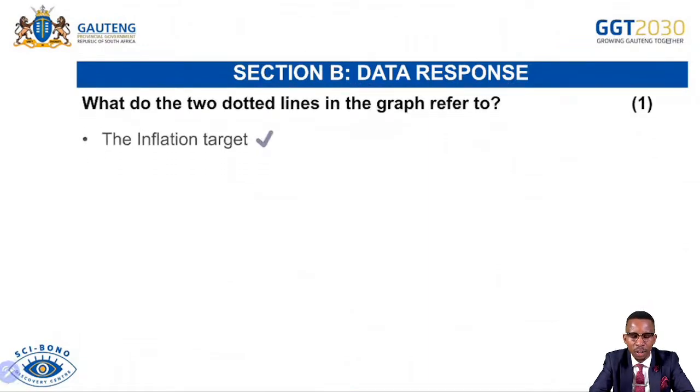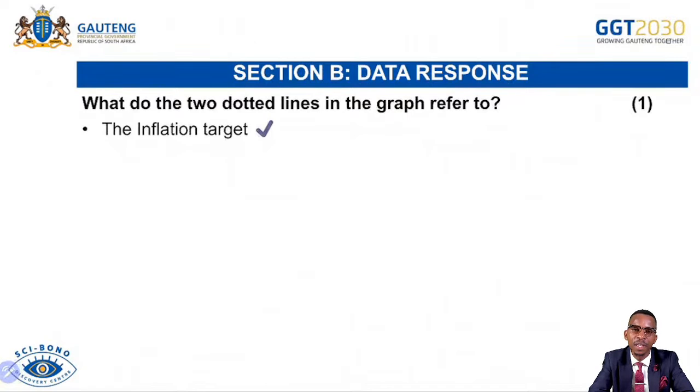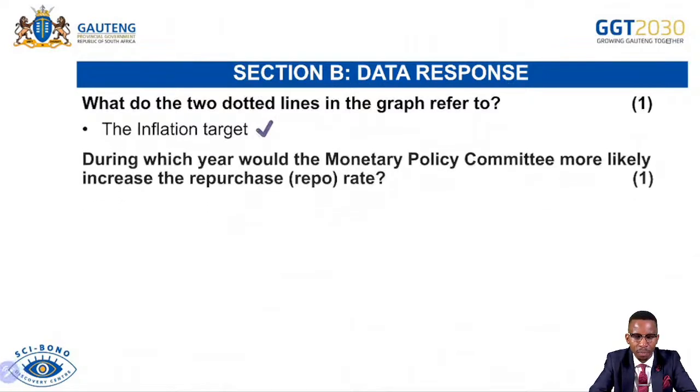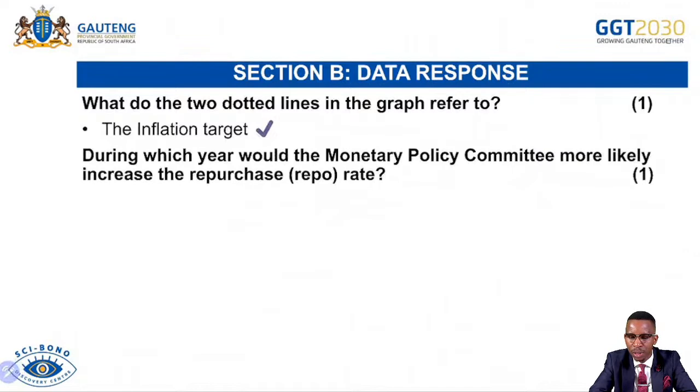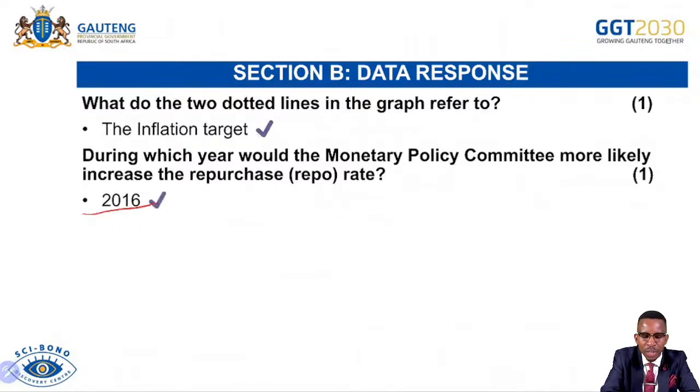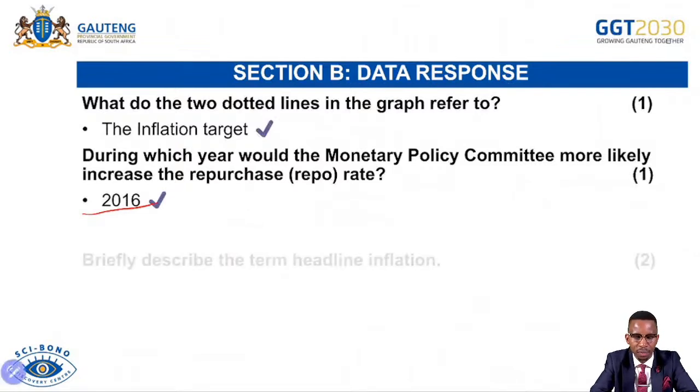That is 1 mark, lower order. The answer is not provided in the information there, but you must just know that if it moves from 3% to 6%, that is our inflation target in South Africa. During which year would the Monetary Policy Committee be more likely to increase the repurchase rate or repo rate? In this case, we talk about the year in which inflation was too high. That is 2016 because the inflation rate was above the target.